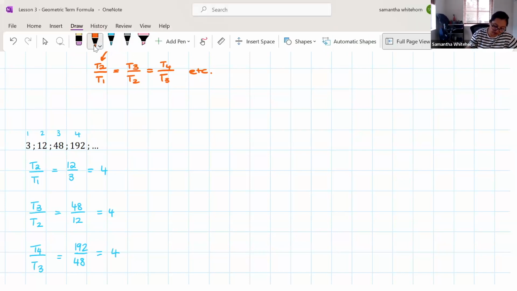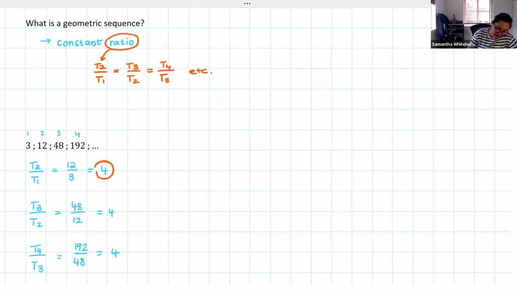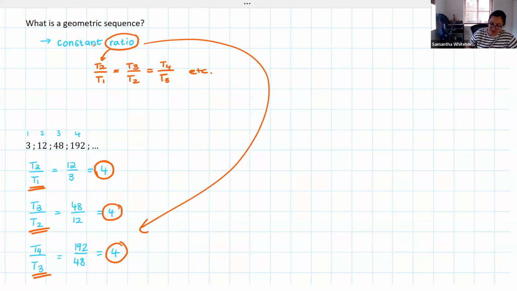And so what I want you to see here is that any time you are finding the ratio between consecutive terms, that ratio is always constant. And so that is my defining characteristic of a geometric number pattern or a geometric sequence. And so when we have these constant ratios, that's what I'm working with. Now that constant ratio is going to come into the formula that we're going to use for geometric sequences, which we'll chat about in a second. But you have to be able to find the constant ratio.